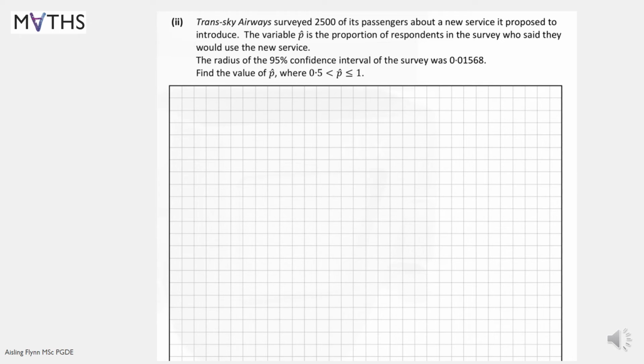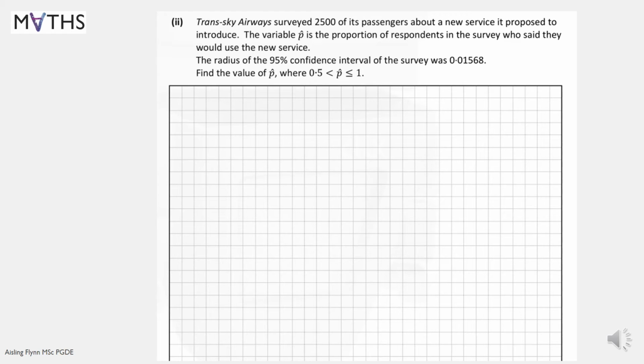So part 2. Trans-Sky Airways surveyed 2,500 of its passengers about a new service it proposed to introduce. The variable p-hat is the proportion of respondents in the survey who said they would use the new service. The radius of the 95% confidence interval of the survey was 0.01568. Find the value of p-hat where it lies between 0.5 and 1.